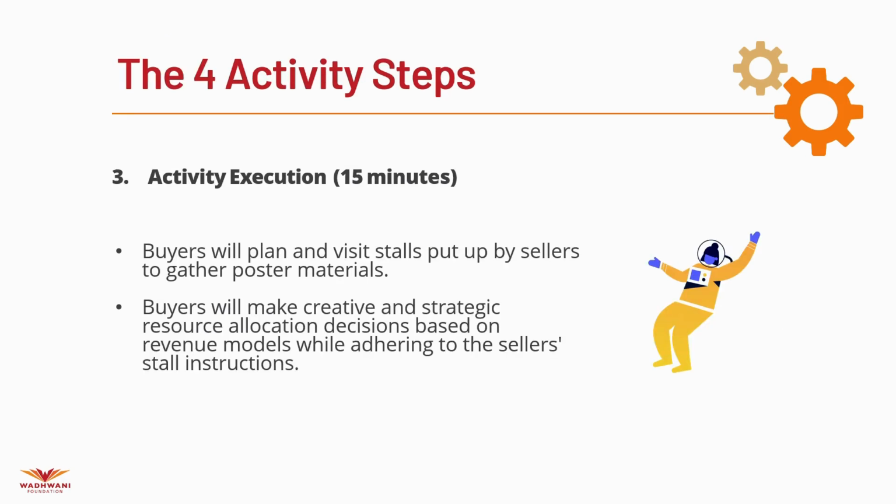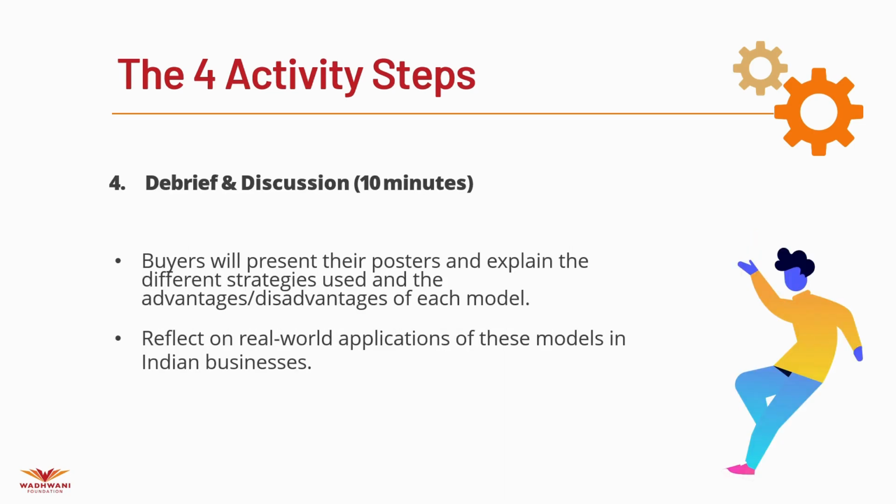Third, activity execution. Buyers will plan and visit stalls put up by the sellers to gather poster materials. Buyers will make creative and strategic resource allocation decisions based on revenue models while adhering to the seller's stall instructions. Fourth, debrief and discussion. Buyers will present their posters and explain the different strategies used, the advantage and disadvantage of each model. Reflect on real-world application of these models in Indian businesses.